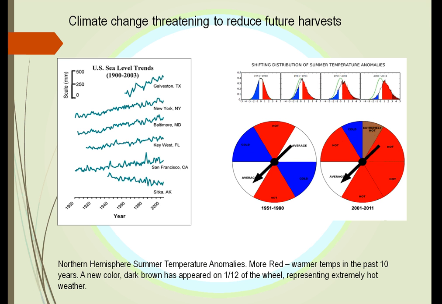There's climate change, too, that is threatening to reduce our future harvest. We look here at these graphs. You can see that there's more red being formed here from the period from the 1950s to the 1980s, and then on your right, 2001-2011. Four hot areas versus two. We're now seeing the advent of a new area, a brown one, which is extremely hot. Because of this, this is changing our whole watering patterns. Our watering patterns change, and consequently, the type of food we produce in areas has to change too.